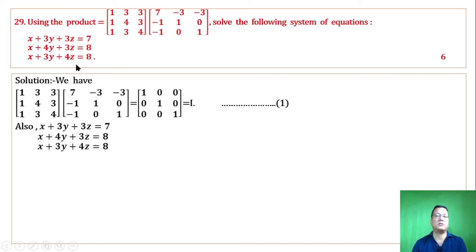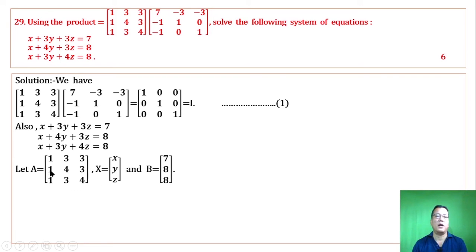Also, the system of linear equations, in matrix form: the coefficient matrix we call A, the matrix of unknowns we call X, and the matrix of constants we call B. Then the above system of equations in matrix form can be written as AX equal to B. Implies, multiplying A inverse on both sides, we get this equation 2.